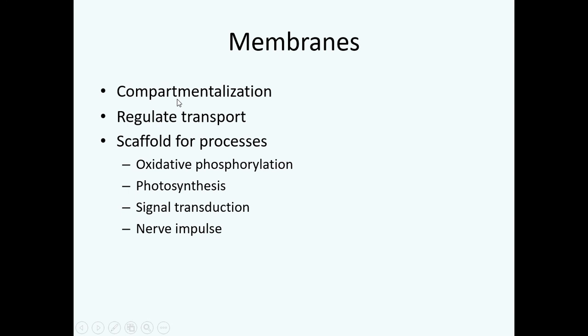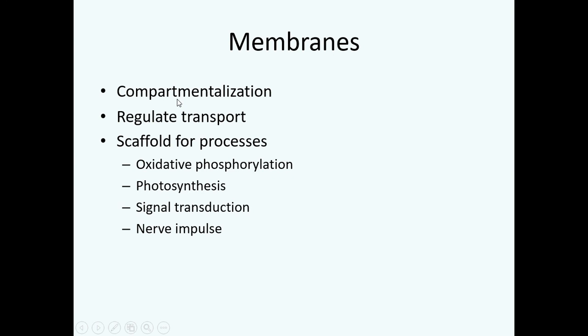Another example of compartmentalization is the mitochondria versus the cytoplasm. The environment of the cytoplasm is reducing, whereas the mitochondria are carrying out oxidative phosphorylation.